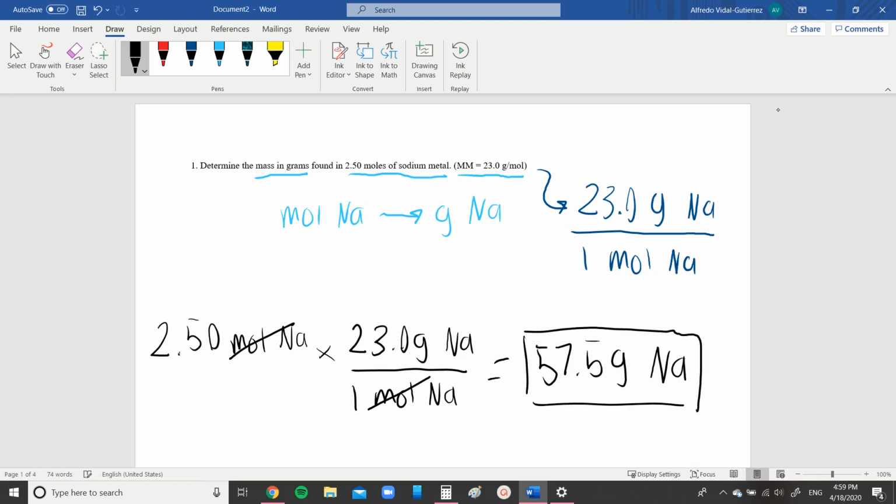And so this would be the final answer. I've converted from moles of sodium to grams of sodium, and that was done by dividing moles by moles. And remember, for every single unit conversion from moles to grams, you're going to use the substance's respective molar mass.